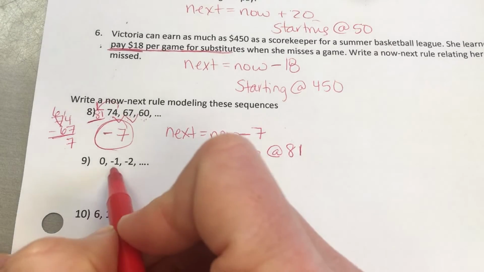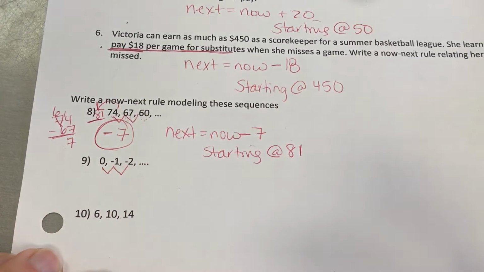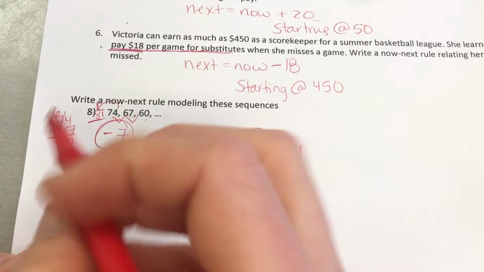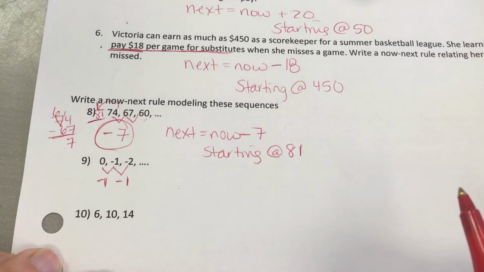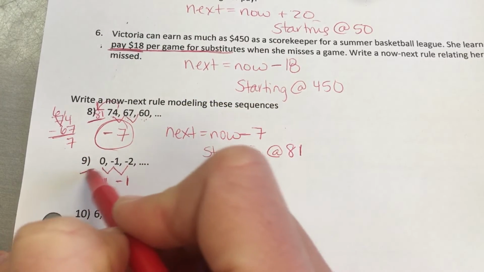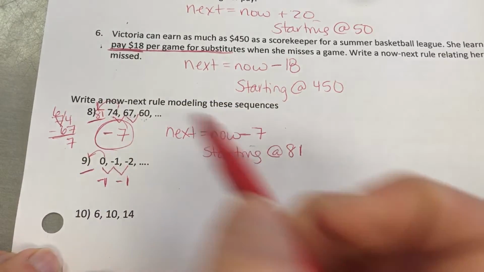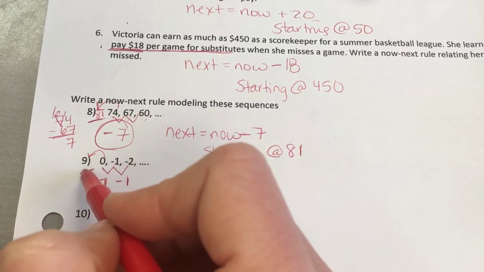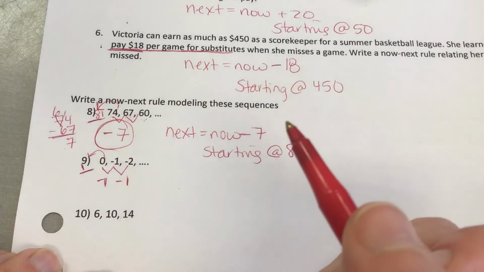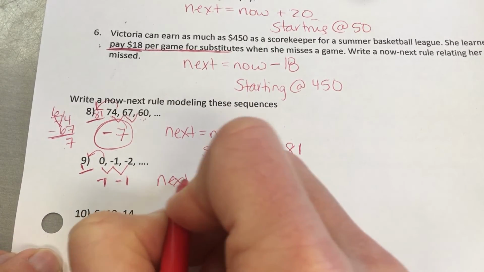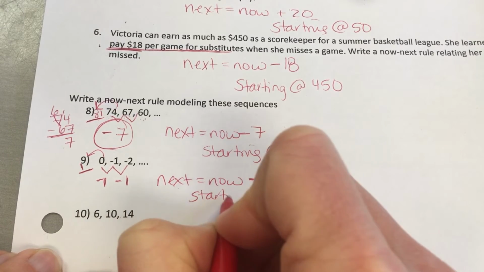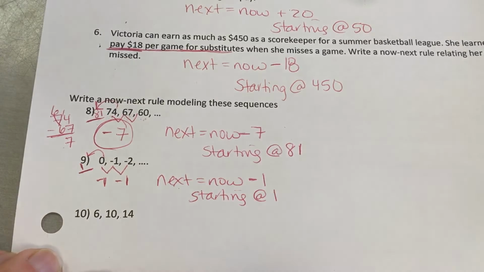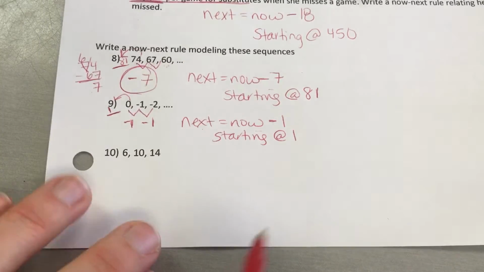Okay, all right, let's see what's happening on this one. 0, -1, -2. It's going down by 1 every time. And to find your starting amount, you have to go back a spot. So instead of subtracting by 1, I'm going to add 1. So my starting amount is 1. So next equals now minus 1, starting at 1.